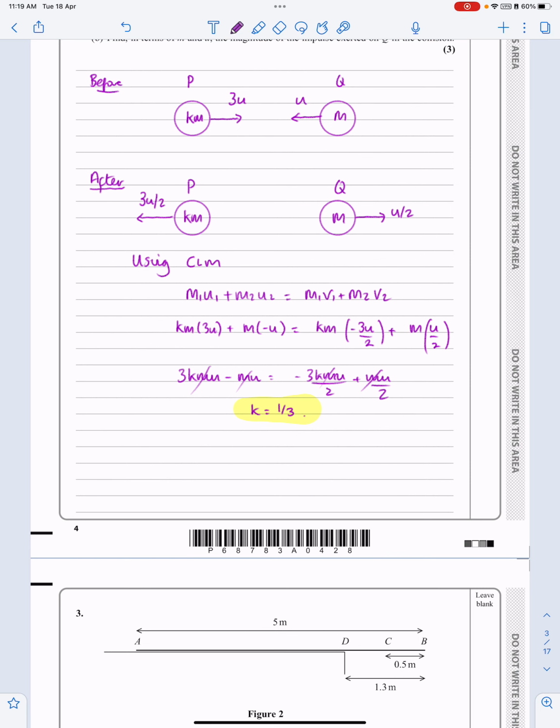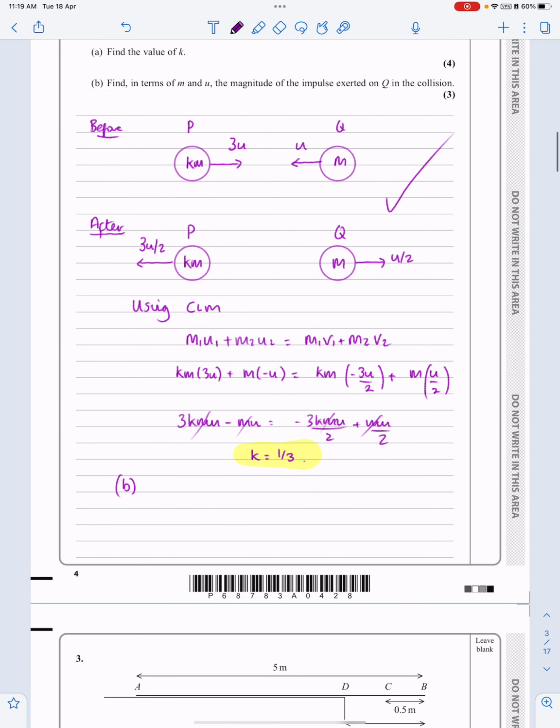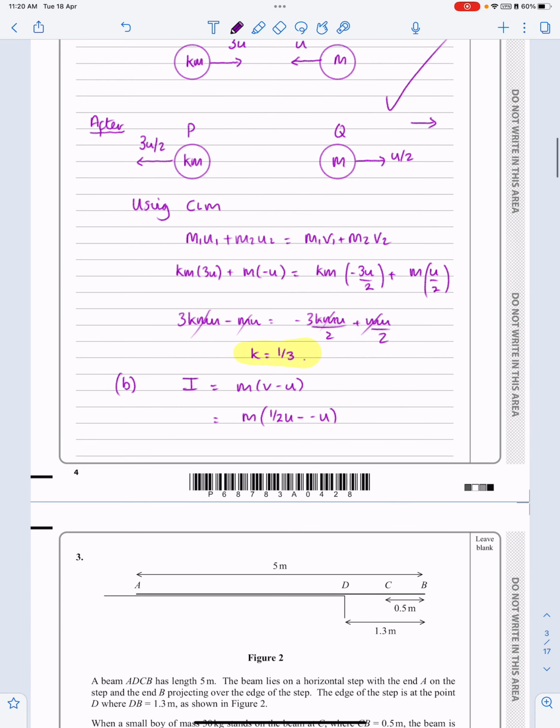So for part B, I'm going to settle for taking that one. So I is equal to M times (V minus U). In this case, this is M, and whichever way I take as positive, if I take that way as positive, then I'm going to get a half U minus minus U there. So either way round, I'll still get that I'm adding those together, and in fact, that comes to 3 over 2 MU.